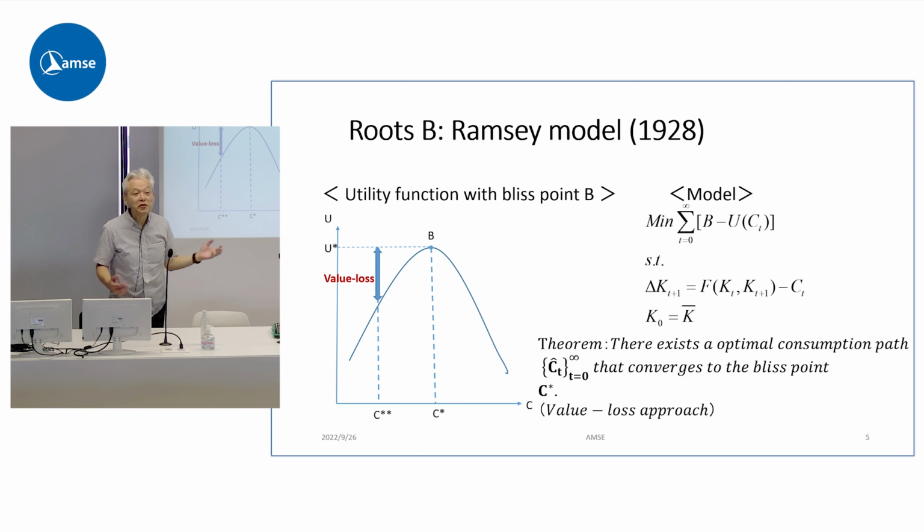It's very different from the standard way. This approach is the so-called value loss approach, and it was very useful. Later, we used it in improving some turnpike theory. But this approach was originally started by Ramsey, actually.